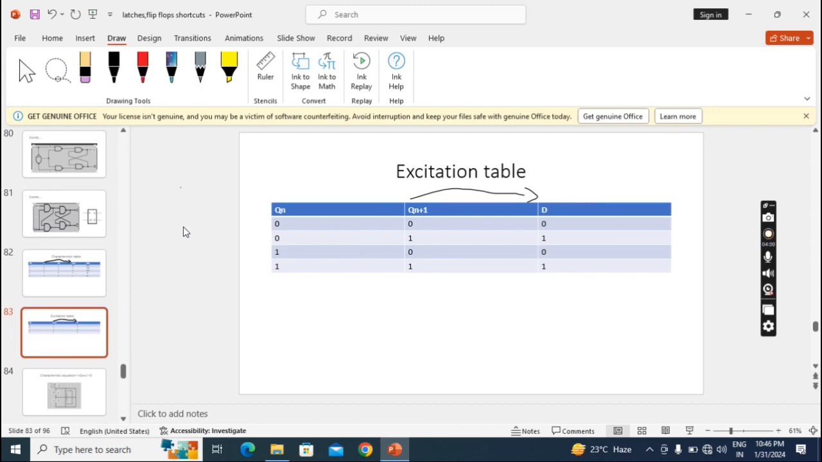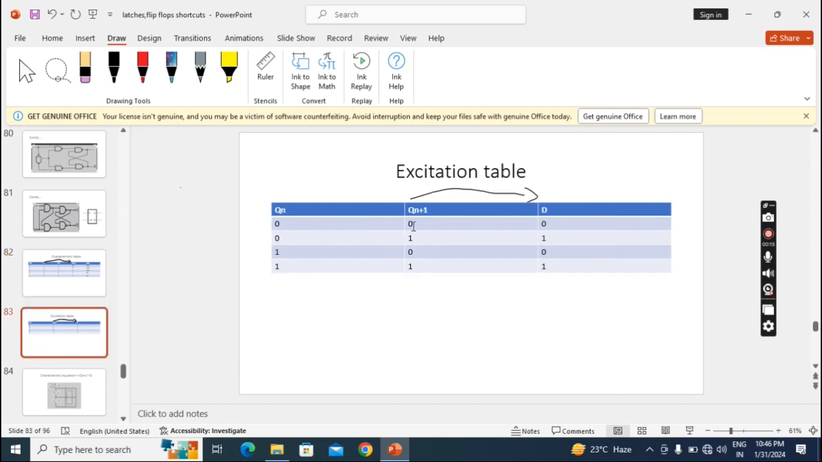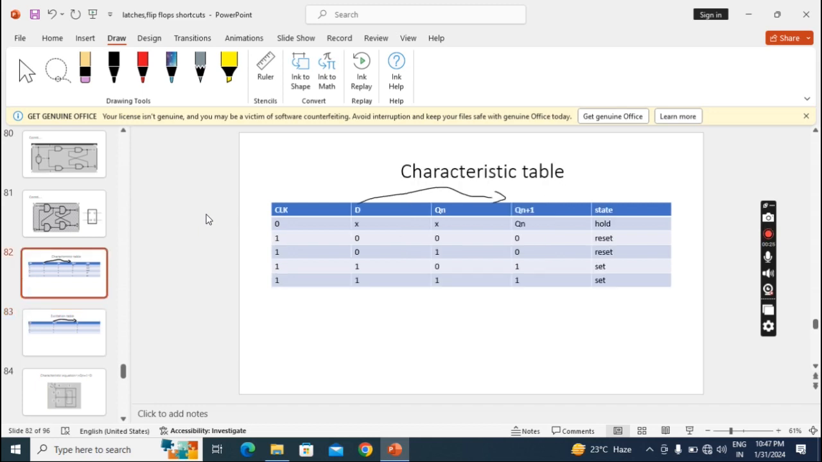This is the excitation table. This excitation table also we can get from this characteristic table. I told in previous lectures how to get the excitation table from the characteristic table. Same process. Here is one shortcut: whatever Qn plus 1 is, that will become D. Blindly we can write it for D, not for other latches or flip-flops.